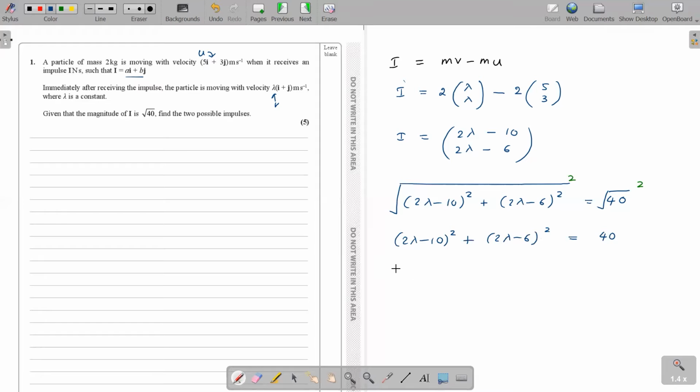Okay, so let's open the bracket. (2 lambda minus 10) squared, where I'll immediately expand. This is 4 lambda squared; 2 lambda into 10 is 20 lambda, times 2 is minus 40 lambda, plus 100. And then when you open (2 lambda minus 6) squared, it's going to be 4 lambda squared; 2 times 6 is 12, 12 times 2 is minus 24 lambda, plus 36, equals 40.